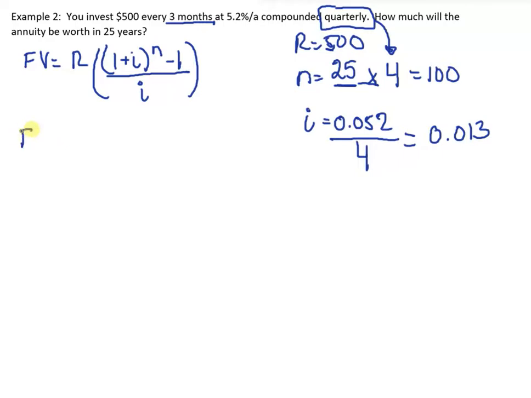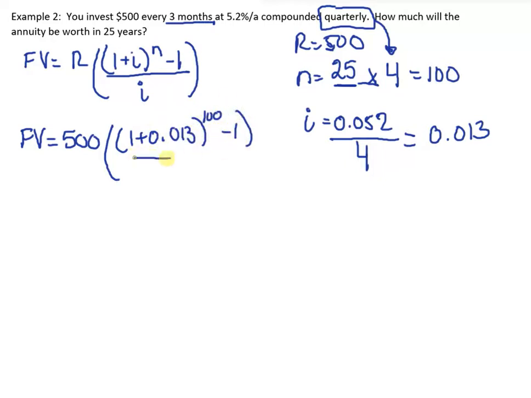Okay, so future value, we're going to have 500, and we're going to multiply that by 1 plus i, so 1 plus 0.013 to the n, which is 100, subtract 1, all over, let's make that bigger, 0.013. So again, I'll do this in steps. So I'm going to take 1.013, and I'm going to raise that to the exponent 100.